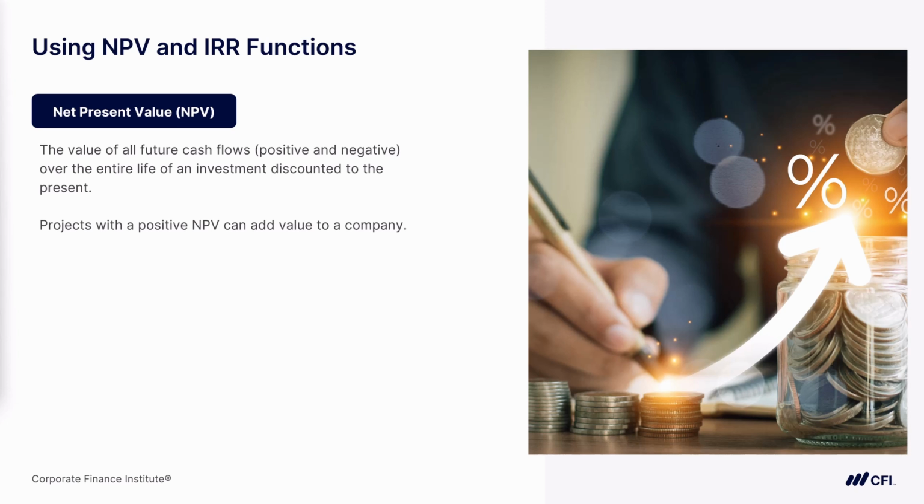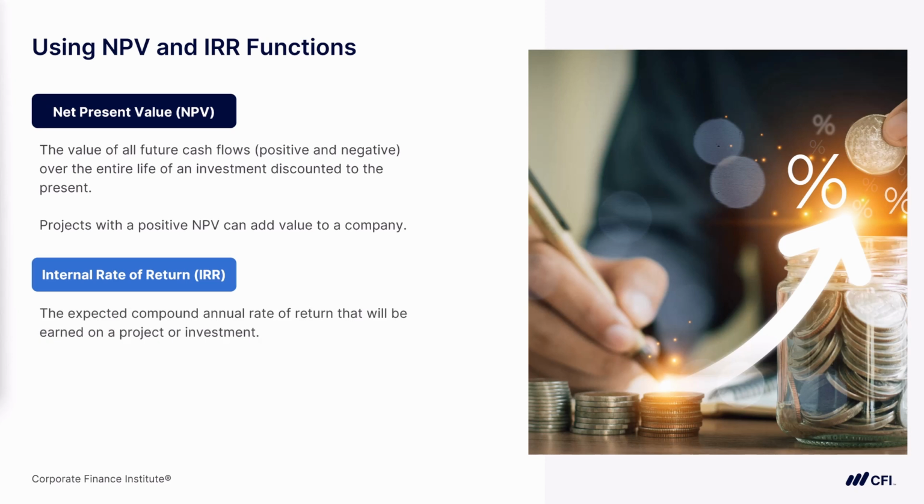Now, another very common function which gets used is the IRR function, or internal rate of return. And that's the expected compounded annual rate of return that would be earned on a project or investment over its life. So once we have the internal rate of return, how do we use that to evaluate a project? Well, if the internal rate of return is greater than the company's cost of capital, then the project will add value for the company. So again, it's good to know this theory about NPV and IRR, but even better is knowing how to calculate it.